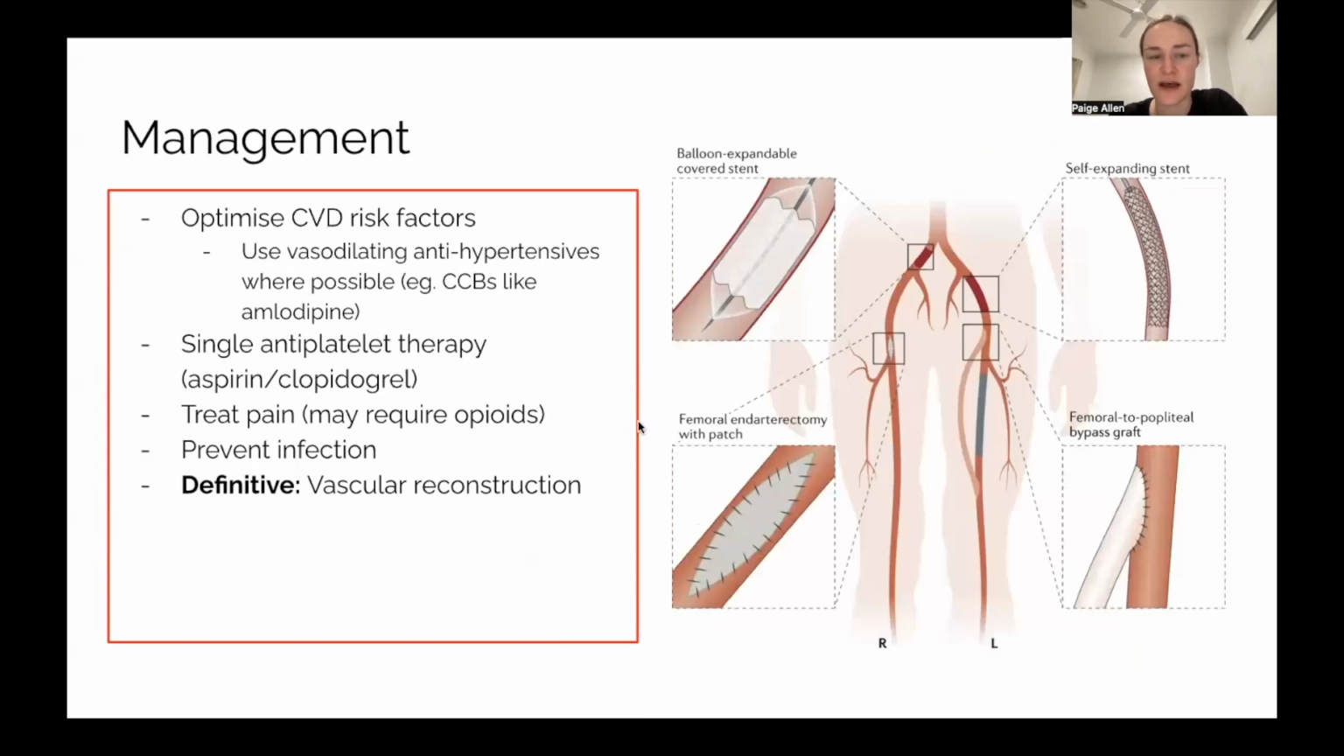In terms of management, you obviously monitor your cardiovascular risk factors as best as you can. You can use your vasodilating antihypertensives, like amlodipine. They literally just open up your vessels, so that's great for this sort of thing. And yeah, using your anticoagulants, treating any pain. People can get severe pain with this, and that might actually require opioids. And preventing infection, because if you can imagine you have very poor blood flow, that infection is not going to heal at all. But definitively, you do vascular reconstructions, they have all these fancy grafts and that sort of thing. I haven't seen any vascular surgery, but it sounds cool.